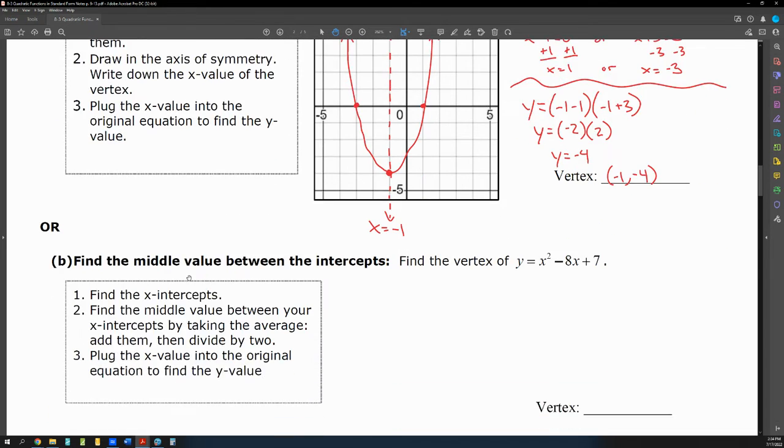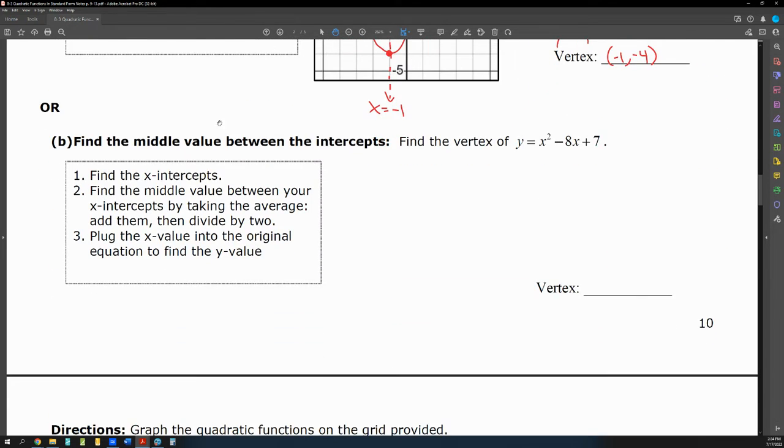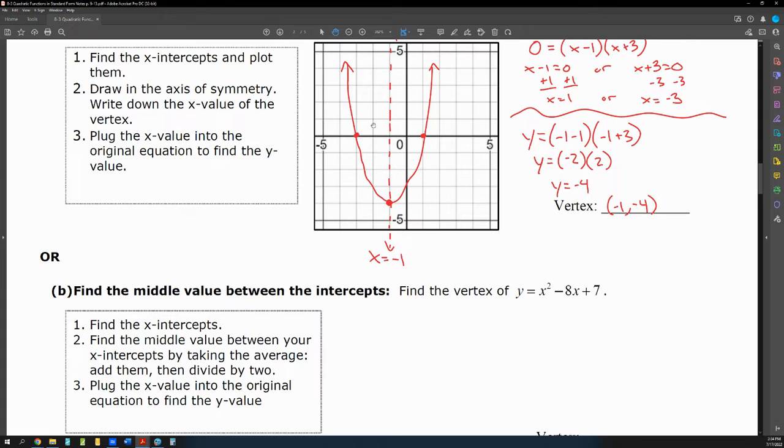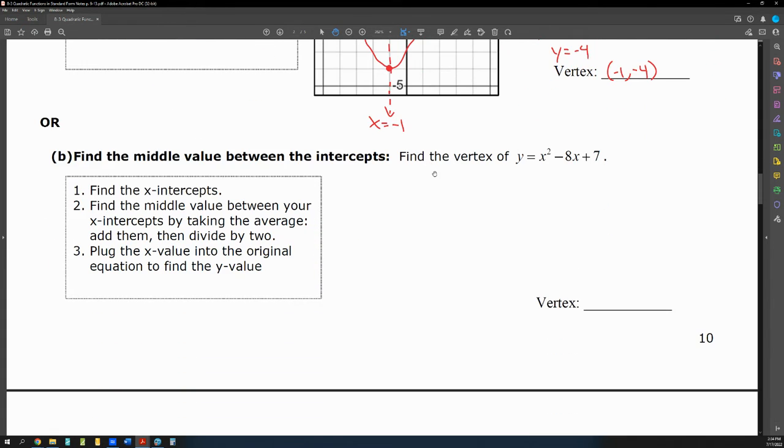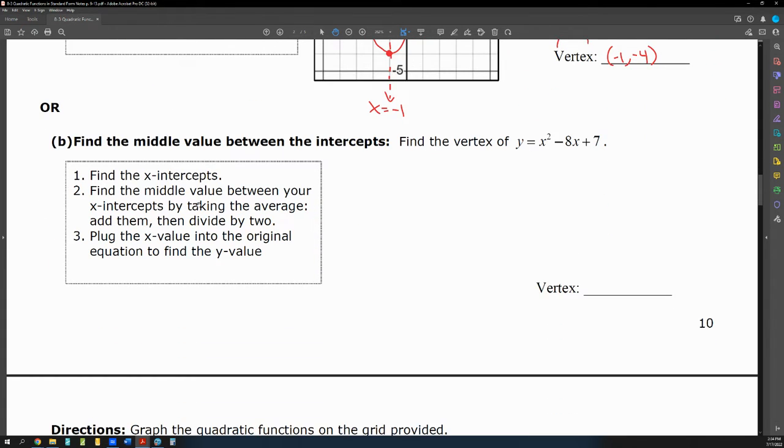All right, the other method we can use to find the vertex is to find the middle value between the intercepts algebraically. So here we did it with a graph, right? It's exactly in the middle of our x-intercepts. You can also do that algebraically by taking the average of your x-intercepts. So if you recall, taking the average, you can just add up all of the numbers and divide by the number of numbers that you have. So let's go ahead and find the vertex of this equation, starting with the x-intercepts. So the x-intercept, we're going to plug in 0 for y.